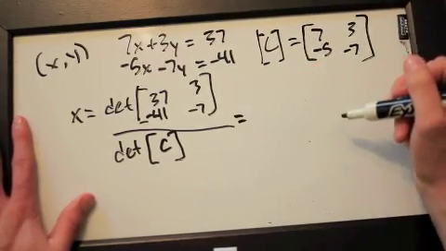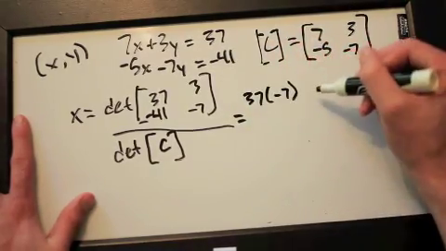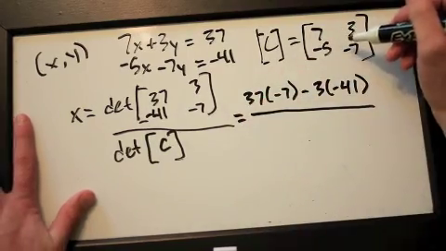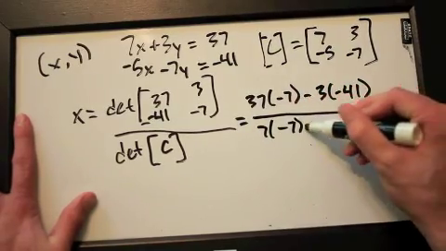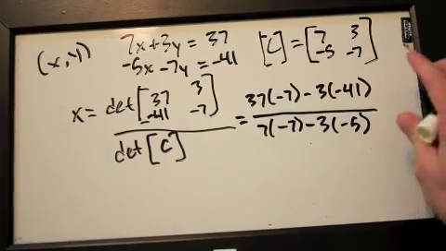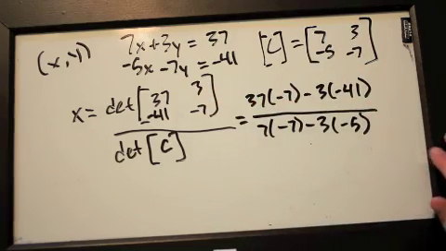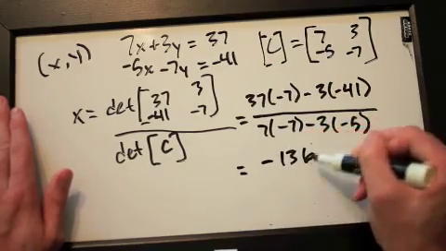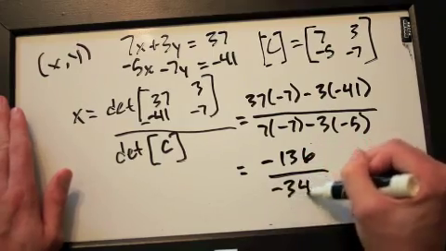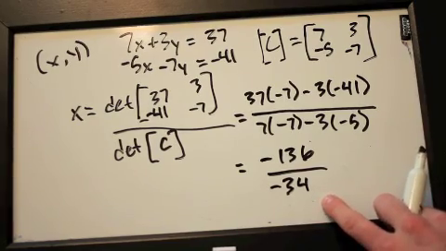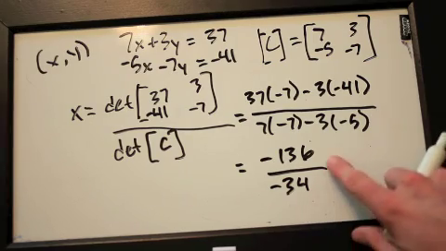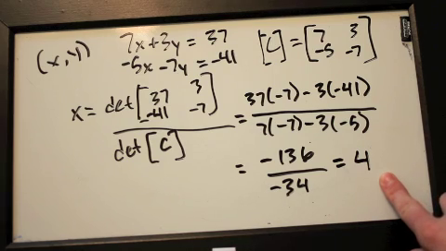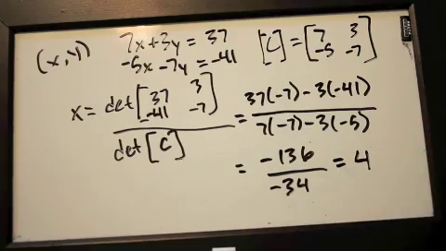So, up top, we have 37 times -7 minus 3 times -41, and all of that over, using our coefficient matrix, 7 times -7 minus 3 times -5. Again, we're just finding the determinants of both of these matrices. So, up top, this will simplify down to -136, and on the bottom, this will simplify down to -34. This number will be handy to know because when we solve for y, we're going to use this number again. So, -136 over -34 simplifies down to 4. So that's our solution for x.